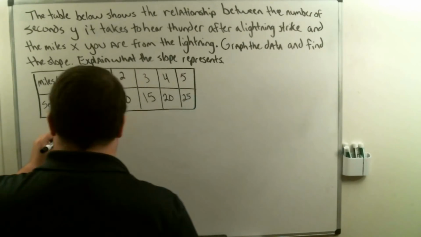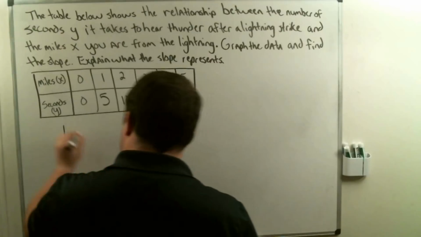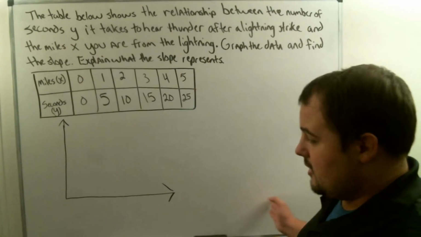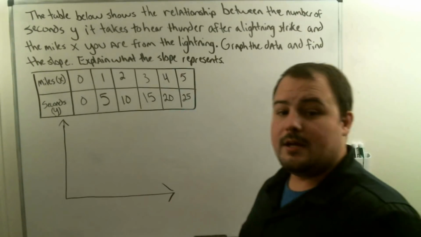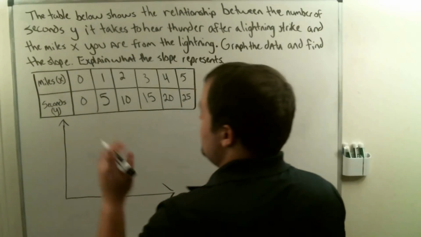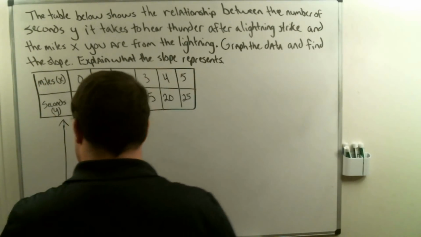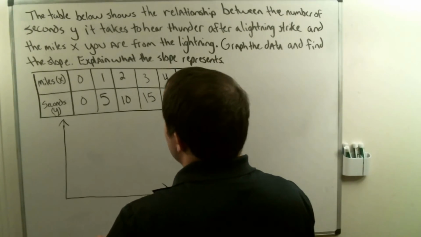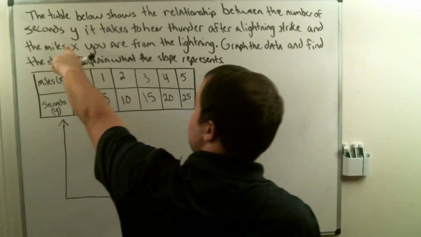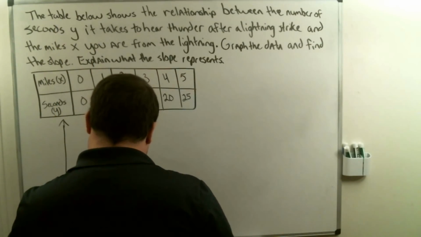So first thing I'm going to do is start with my graph. Now, you don't have to be perfect when you make a graph. You draw a line straight to the right, you draw a line straight up. We're graphing in the first quadrant because there's nothing that's in the negatives. Miles, since it says x, that's on the bottom. So miles is on the x line, and seconds is on the y line because it tells us it's on the y.